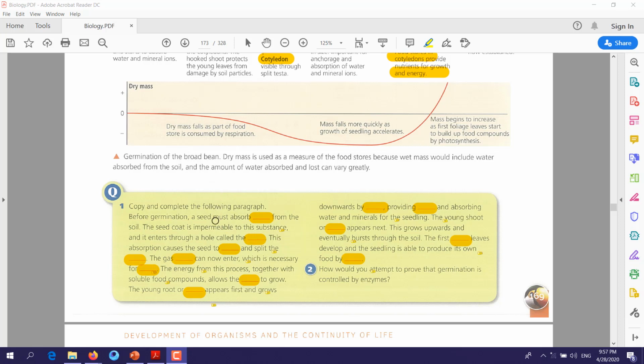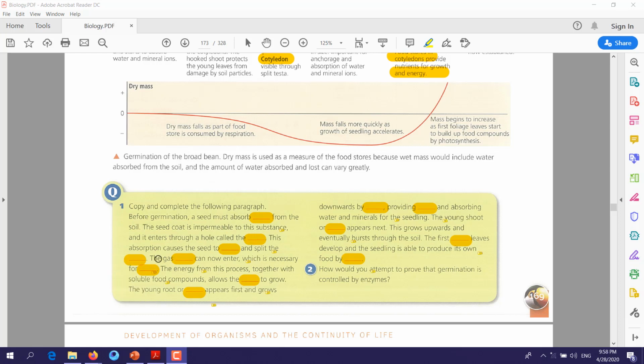This absorption causes the seed to what? When the seed absorbs water, what will happen to it? We said if a seed absorbs water, that means it will be bigger. So what will happen to it? The seed will swell and split the what? What will split? The seed coat.